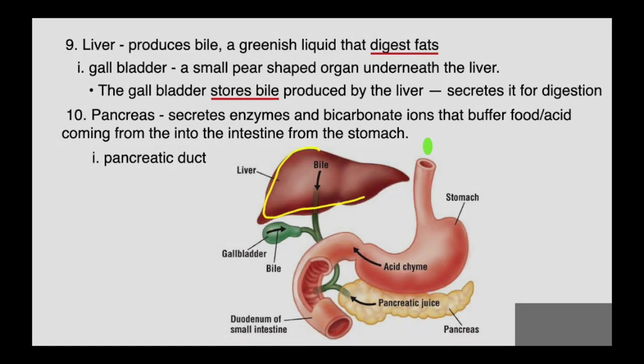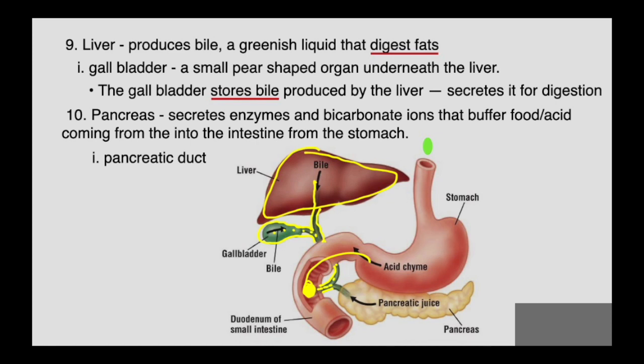Okay, so here's your liver. Now food ends up right here, and the liver produces bile, and bile gets stored in this thing called a gallbladder. And then when your food enters this area, we squirt bile onto the food, and that helps digest fats, okay?